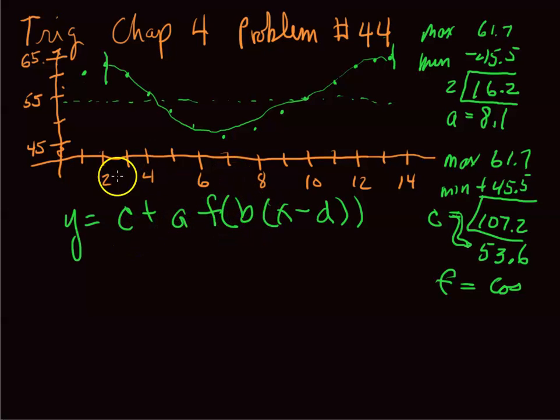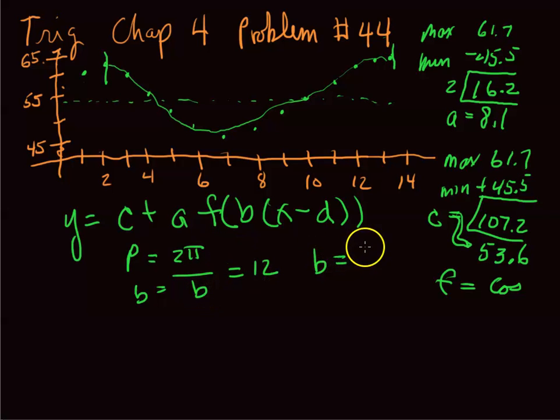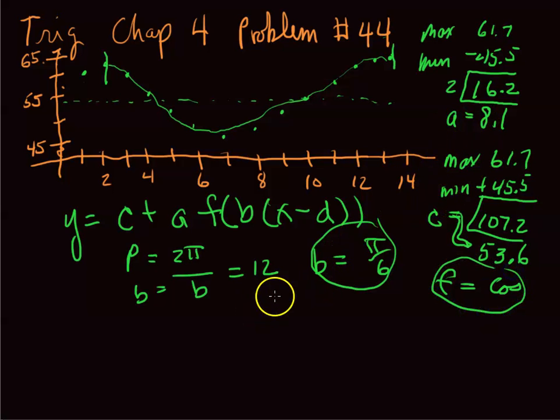The B, this period goes from 2 to 14, right? So the period should be 12. That's the new period. The normal period is 2 pi. And B, if we divide by that B value, we should get 12. Well, that means that B has to be 2 pi over 12 or pi over 6. So we've got B, we've got the function, we've got C and A. Now we need D. How far did it move? It moved 2 to the right. So D is equal to 2.